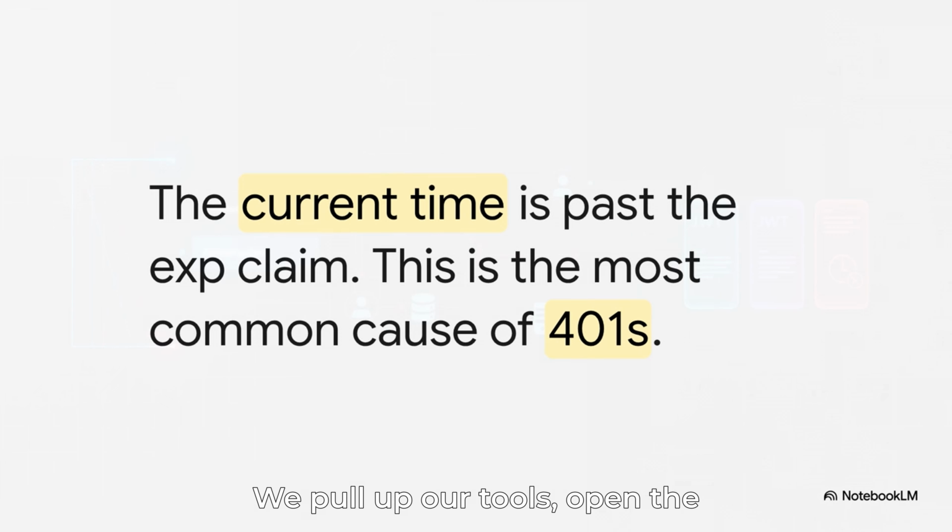We pull up our tools, open the browser's network tab while the user reproduces the issue, and we grab that failing authorization header from the exact API request returning the 401 error. Next, we paste that bearer token string straight into our JWT debugger. We hone in on the purple payload, specifically that EXP claim, and convert the Unix timestamp. Boom! We immediately see the timestamp is way deep in the past. The token is officially expired.